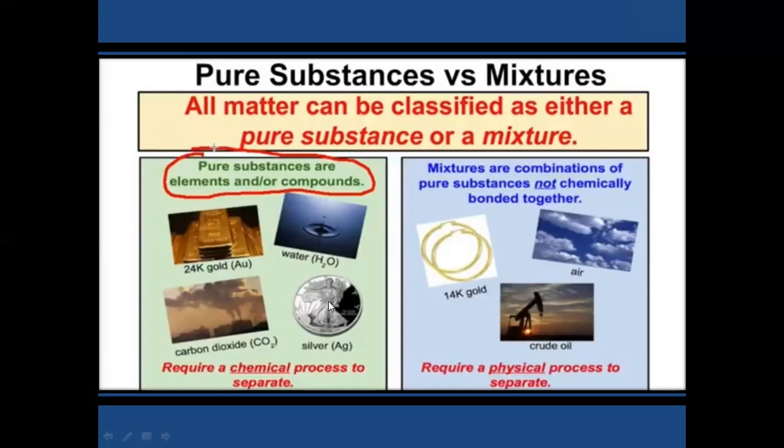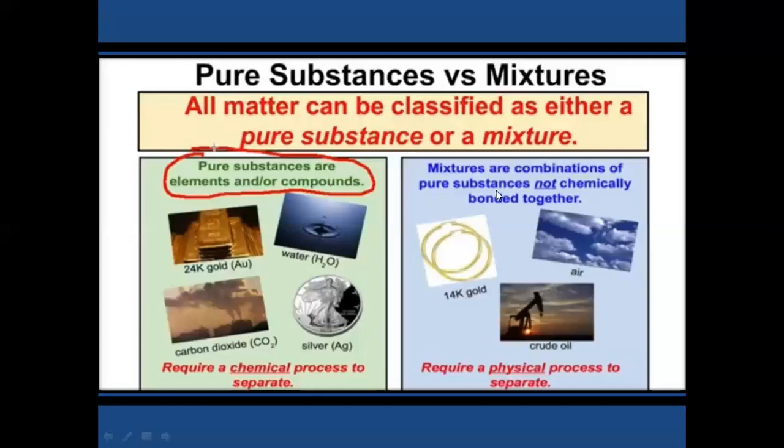To separate the elements from a compound requires a chemical process. You cannot separate hydrogen and oxygen by physical means like only by boiling, or only by cutting, or only by grinding. We cannot separate hydrogen and oxygen that way. The same is the case for carbon dioxide. If you want to separate water, I told you we need a chemical process called electrolysis.